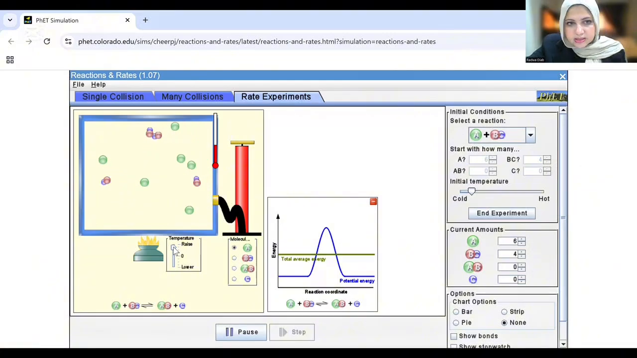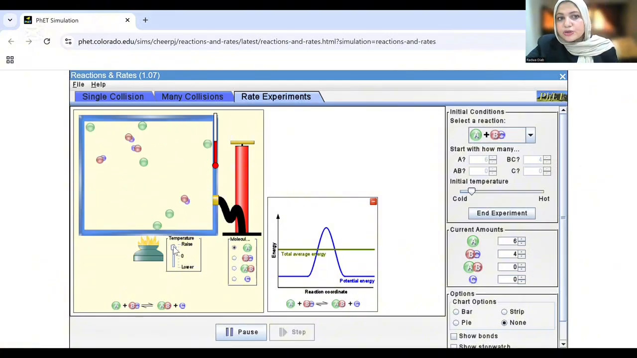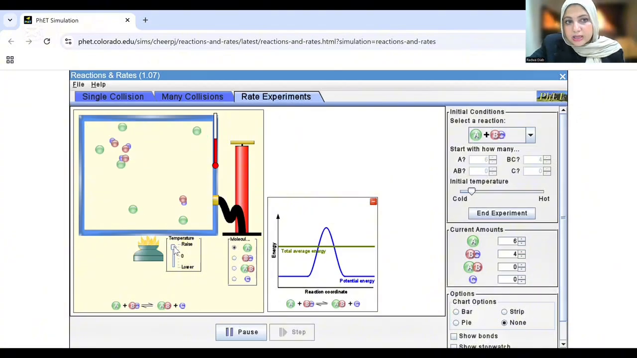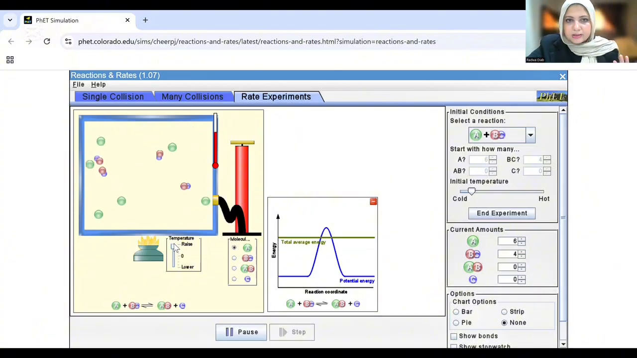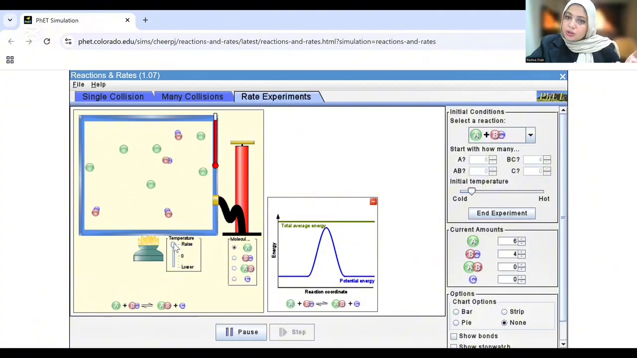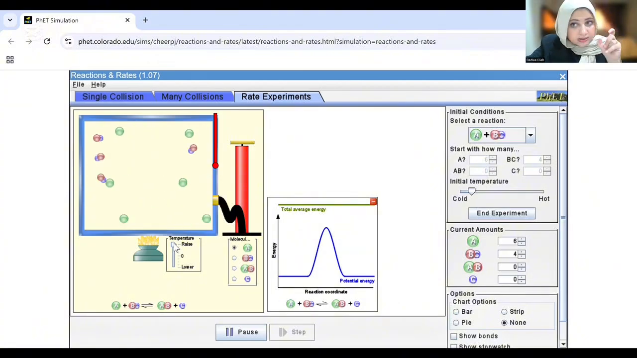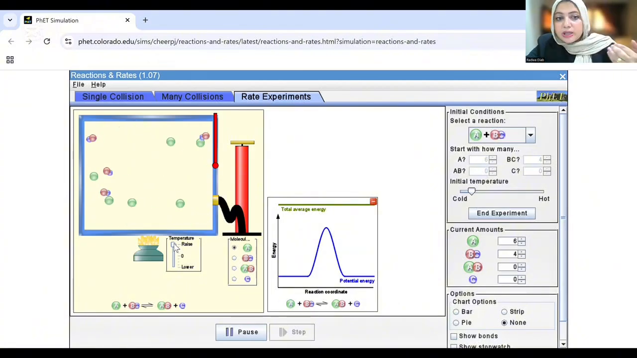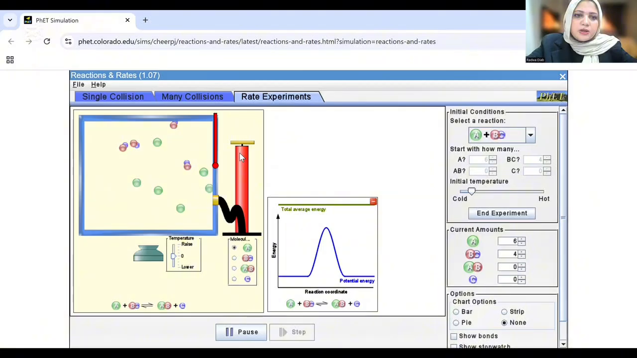Yes, as you can see here, the number of collisions increases. They started to hit each other more frequently. And this is how the reaction happens. Okay, excellent, guys. So here we can explain why by increasing the temperature we increase the rate of the chemical reaction: because by increasing the temperature the kinetic energy increases, so the movement of particles increases and they start to collide even more frequently with each other.